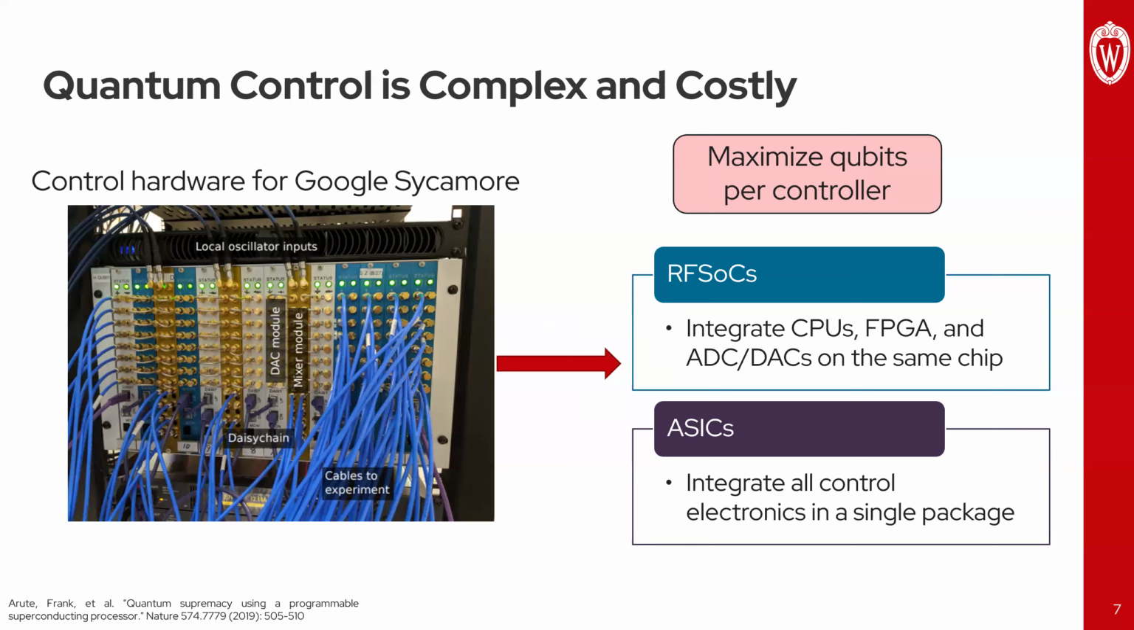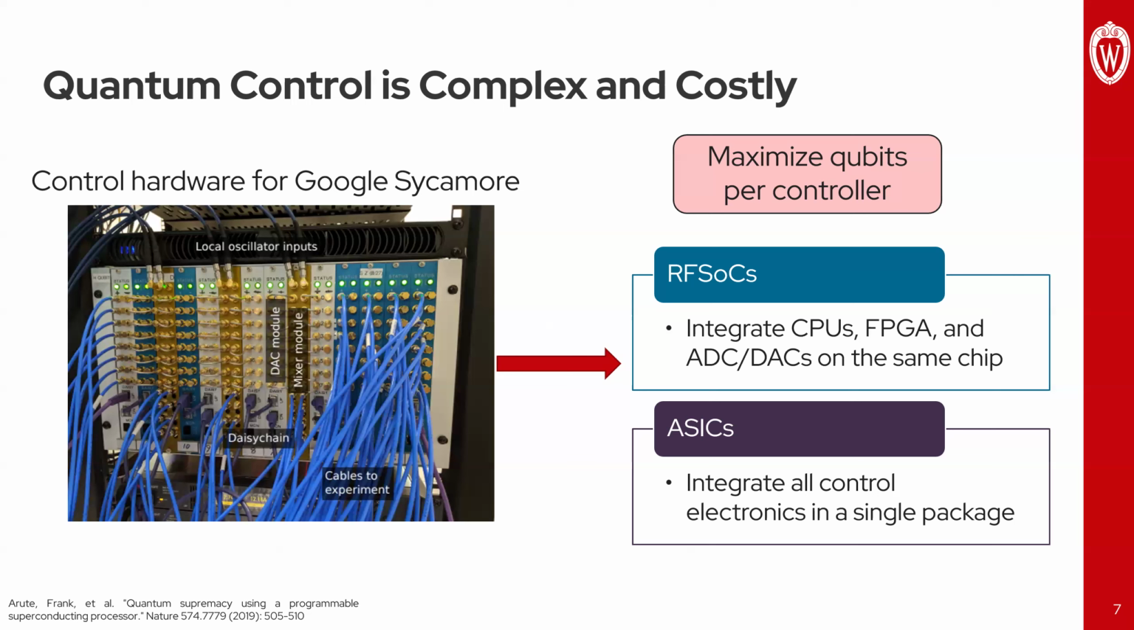And of course, there are multiple ways you can do this. So radio frequency system on chips. These are SoCs built by Xilinx, and they are really nice because they integrate CPUs, FPGAs, and all the digital to analog to digital components onto one chip. And so a lot of people are starting to use or explore how to use these RF SoCs for controlling qubits. And of course, if that doesn't work out, and it maybe won't, we have ASICs.